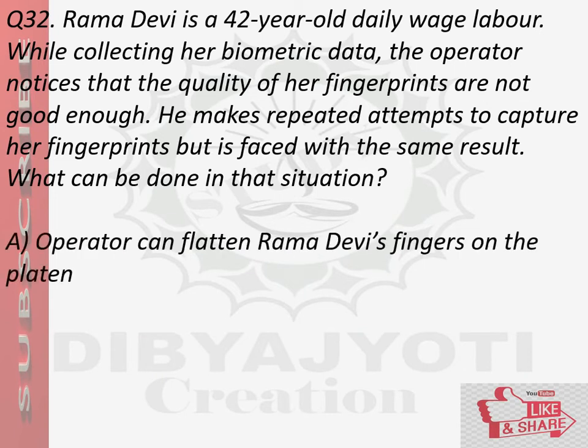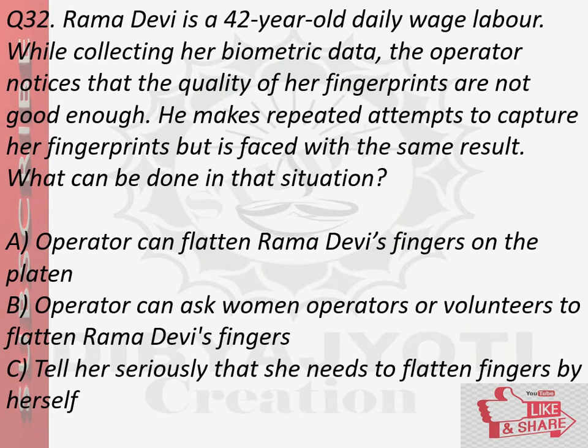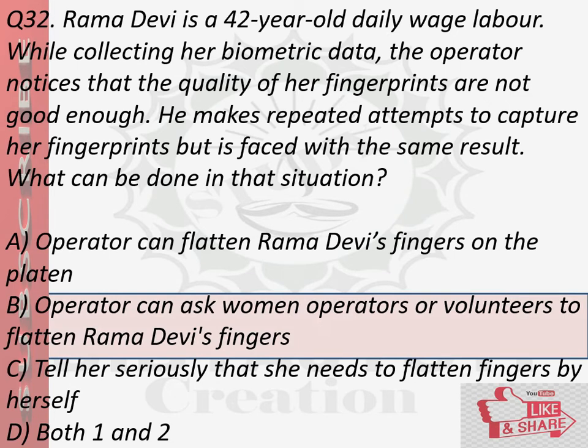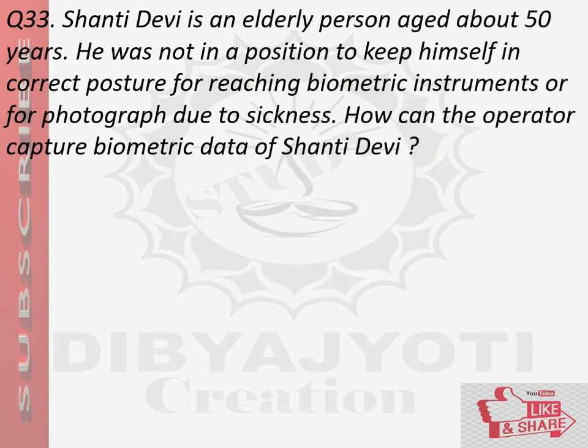Options are: option A, operator can flatten Ramadevi's finger on the platen. Option B, operator can ask a woman operator or volunteers to flatten Ramadevi's fingers. Option C, tell her seriously that she needs to flatten fingers by herself. Option D, both 1 and 2. And the answer is option B, operator can ask a woman operator or volunteers to flatten Ramadevi's fingers.